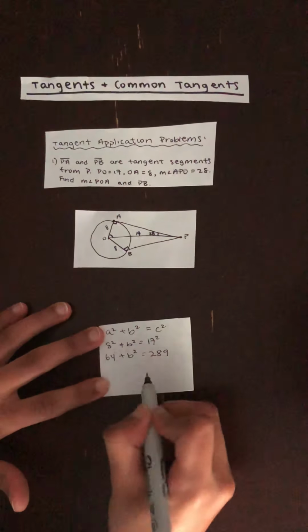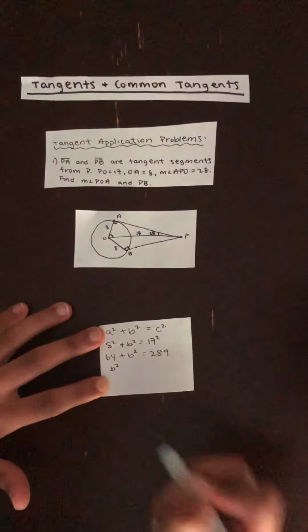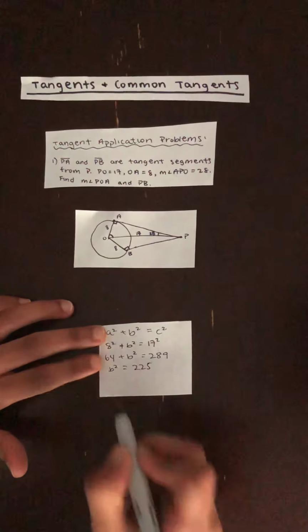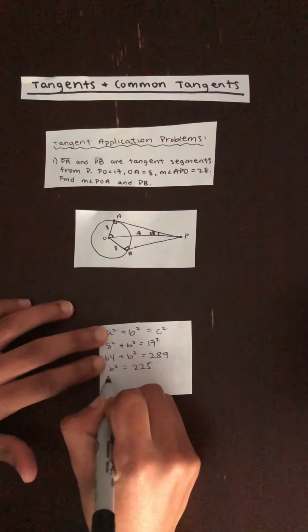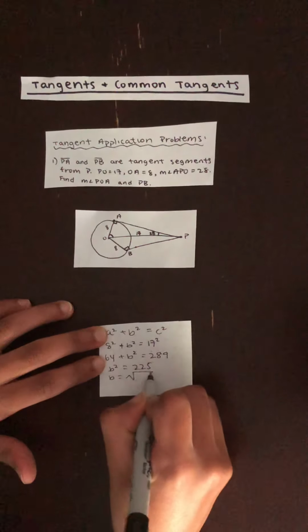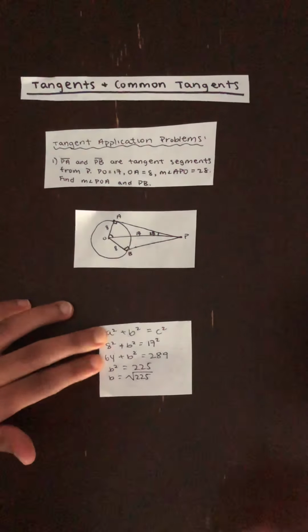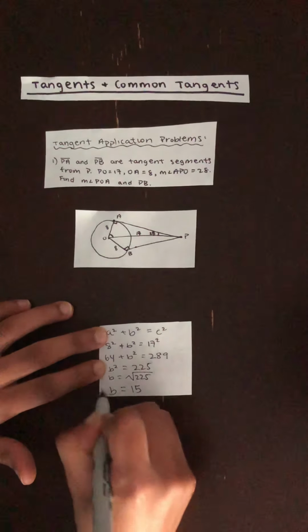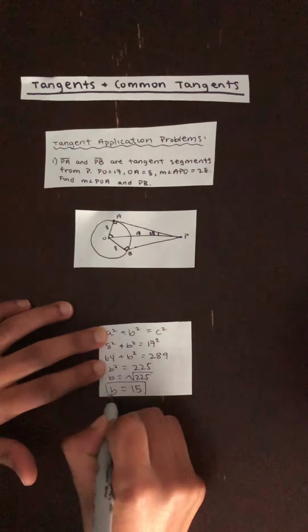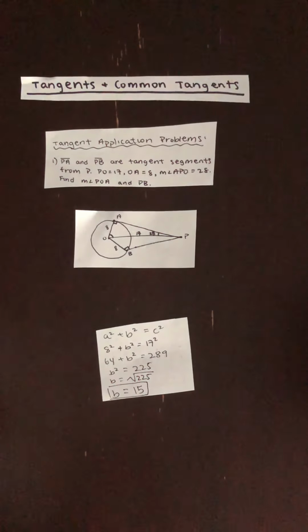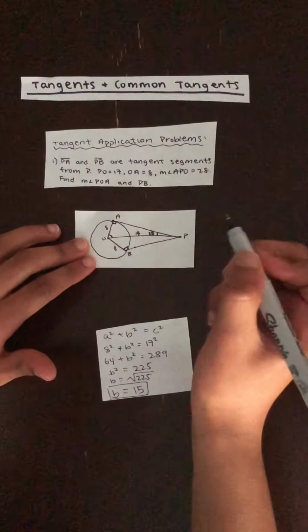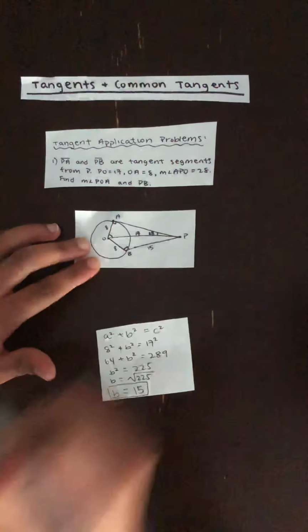And then we subtract the 64 to get the b squared by itself, and that is equal to 225. Then we're going to have to take the square root of that. So b is equal to the square root of 225, and that means that b is equal to 15. Just like that. So b here would be the PB, and we can write that in. So that's 15.